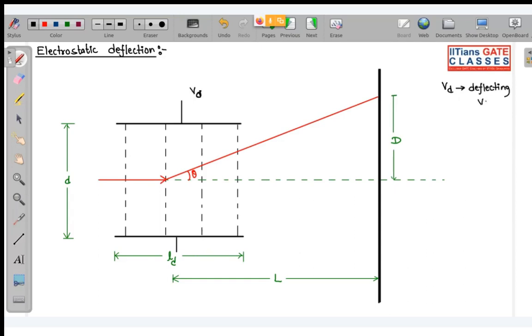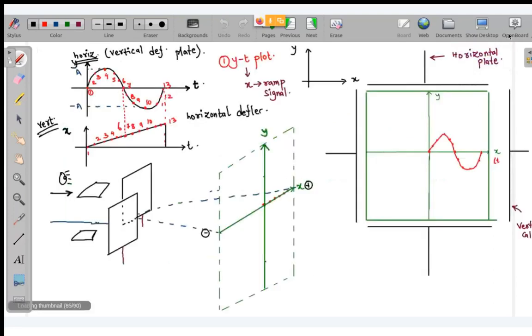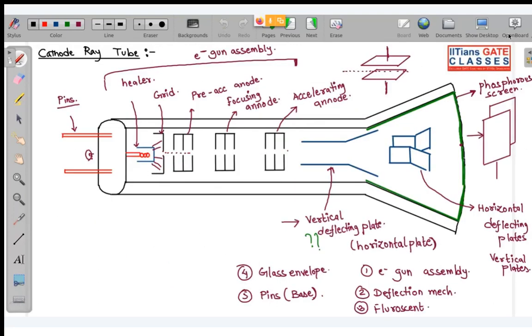Now this you have to understand, this is mathematics. Deflecting voltage. Before the deflecting voltage, you can see this is coming through the accelerating anode. So this accelerating anode is also giving some kind of voltage due to which this electron is being accelerated. Tell me, is it clear or not?